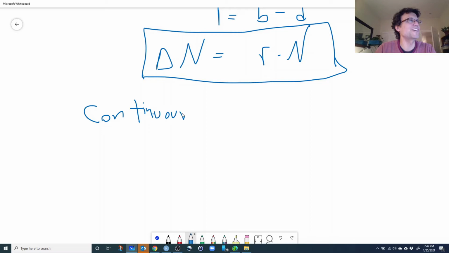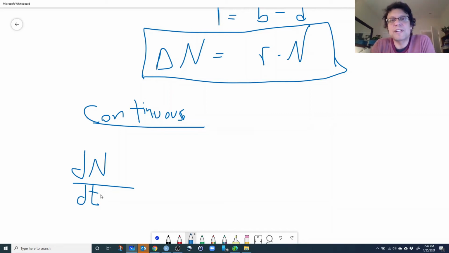It's very hard for me to write this out using a mouse, but continuous growth on one hand, we can represent as dN/dt, that is the rate of growth over an infinitesimally small amount of time. dN/dt, the instantaneous rate of growth, is defined as r times N. So this is the exact same equation, just represented now using calculus. You'll see the fundamental equation of population ecology written this way frequently.